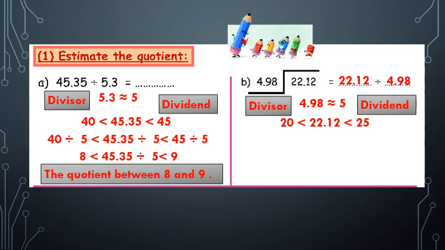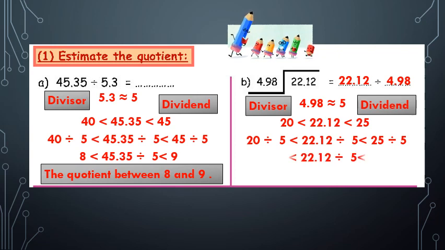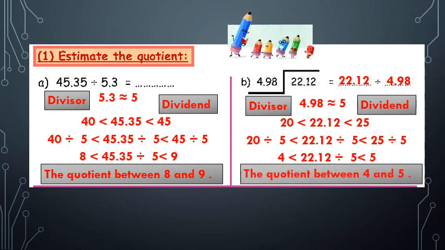Now divide each item by 5. So our example, 22 and 12 hundredths divided by 5, will be between 25 divided by 5 and 20 divided by 5. That is between 5, because 25 divided by 5 equals 5, and 4, because 20 divided by 5 equals 4. So the quotient of our example, 22 and 12 hundredths divided by 5, will be between 4 and 5.